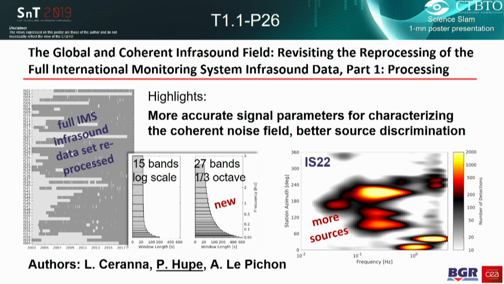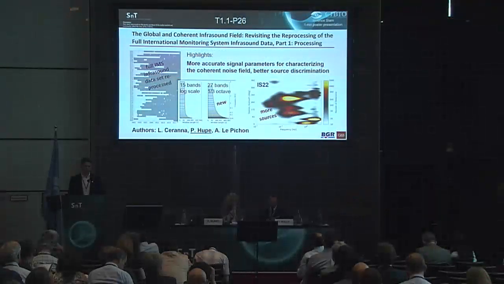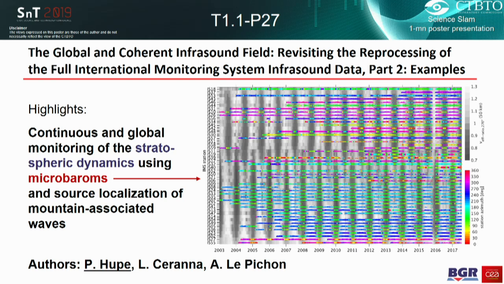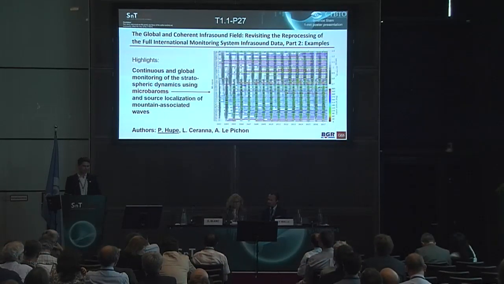Okay, this is poster P26. At BGR, we processed the full IMS infrasound data set with different processing configurations. The newest one is the third octave frequency bands. And this allows us to get more accurate signal parameters, to identify more sources or more detections for specific sources. And on the next slide, I will then show the second part. So this is the first part, P26. And on the second part, P27, we will show you examples and how this fully reprocessed data set can contribute to the monitoring of the stratospheric dynamics using microbaroms, but also to monitor other atmospheric dynamics, such as mountain-associated waves. So if you're interested in what is behind this figure, then please find Lars or me at posters P26 and P27 in the afternoon. Thank you.